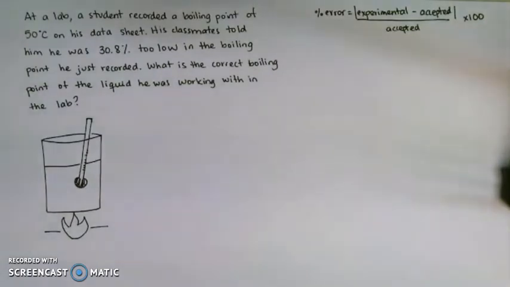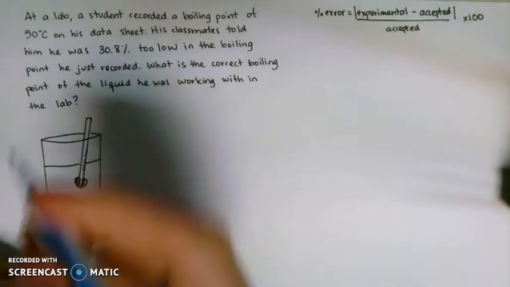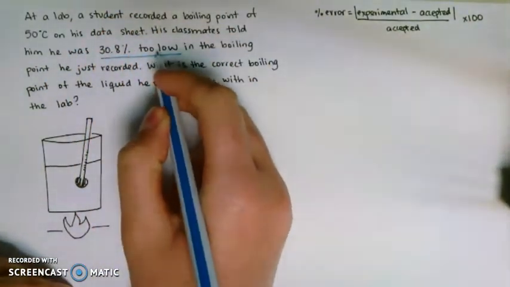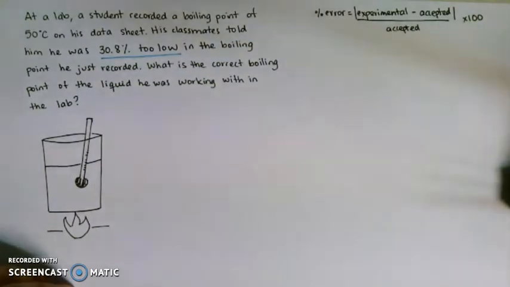The previous example was when a percentage error was too high. Now we're going to be doing one that is too low. At a lab, a student recorded a boiling point of 50 degrees Celsius on his data sheet. His classmates told him that he was 30.8% too low. Because it's too low, we're going to be using a negative sign in the percent error. In the boiling point he just recorded, what is the correct boiling point of the liquid he was working with in the lab?